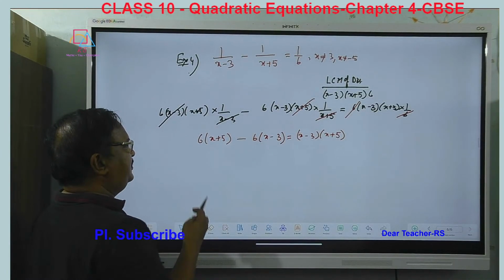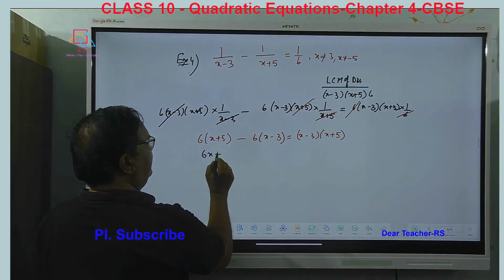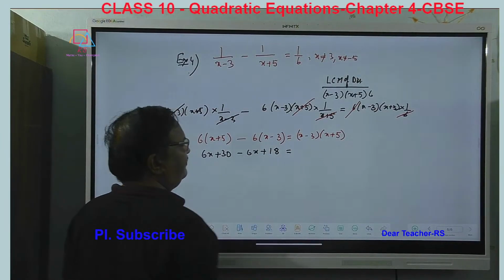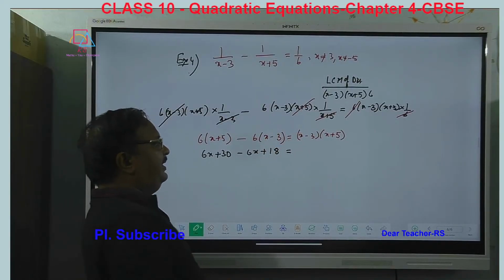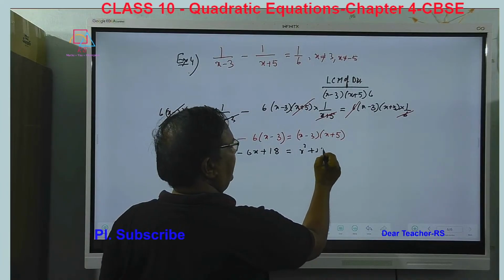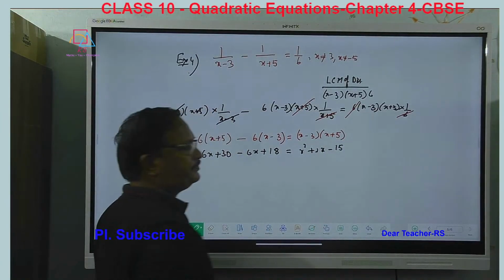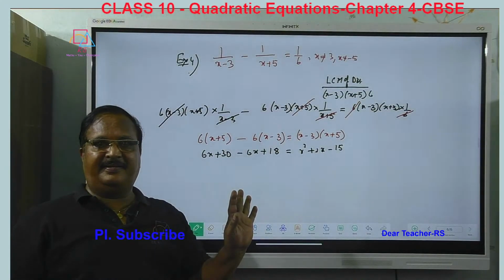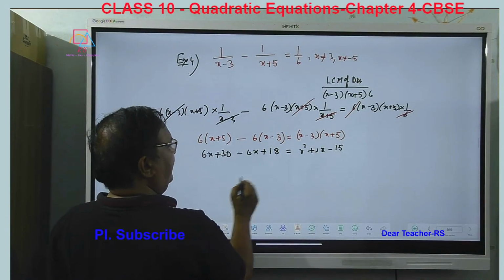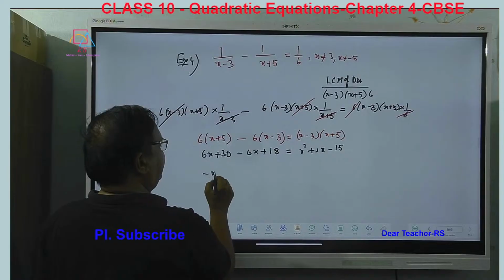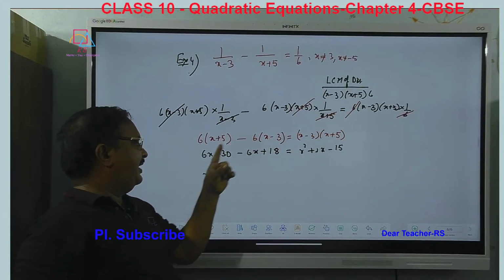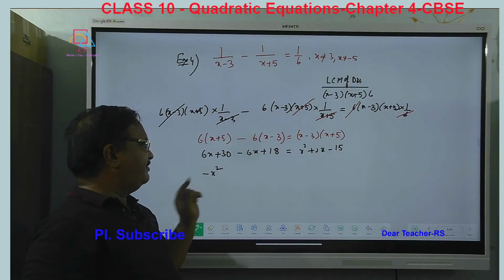Open the brackets also. So then what happened? 6x plus 30 minus 6x plus 18. You have to be very careful with the sign. And here I will write the answer directly: x square minus 3 plus 5 is plus 2x minus 15. So done. Then bring all the like terms together on the left hand side. x square is only on the right hand side, so I am bringing x square to the left hand side and it will become minus x square.